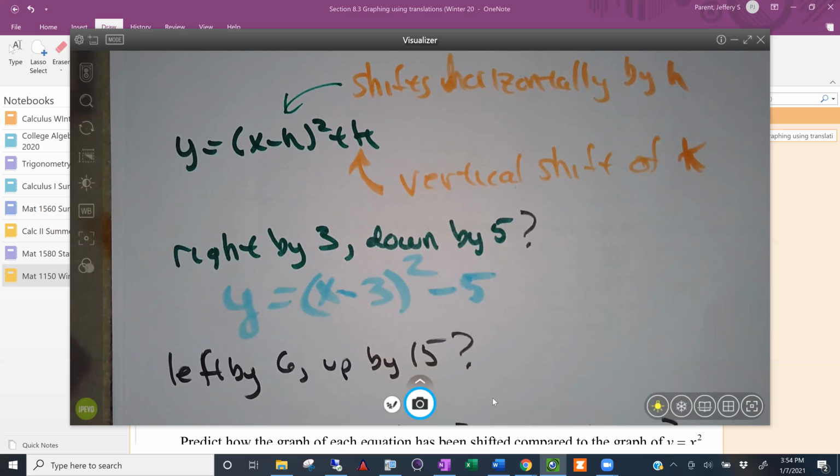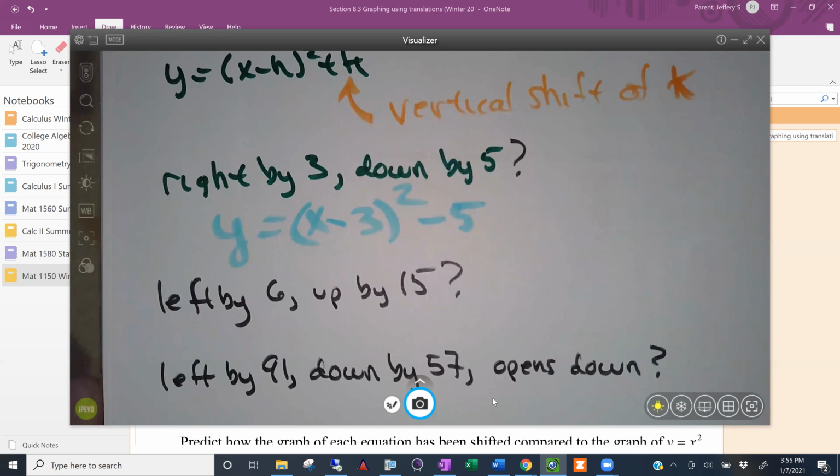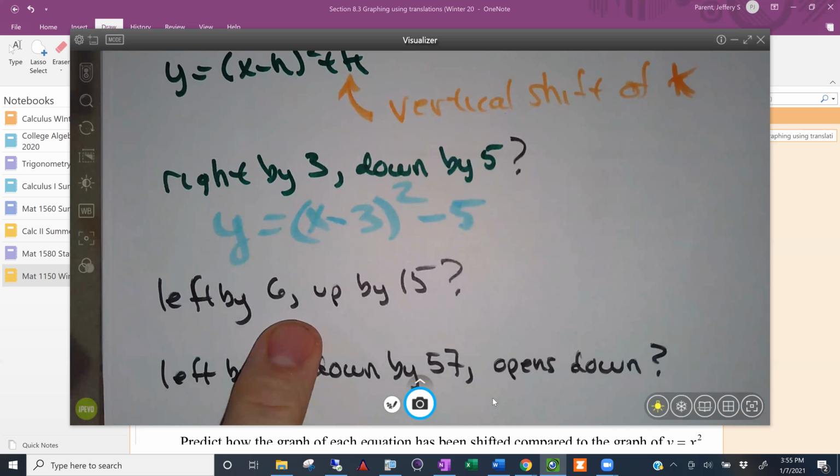Okay, you can check these things. You can check them on Desmos. You can check them on your graphing calculator, whatever works. And in a little bit, I'll get around to showing you how to do some of the stuff on the graphing calculator. For now, pause the video for a second if you would, and give yourself this one. See if you can shift a parabola to the left by 6 and up by 15. Can you come up with the equation that does that one?